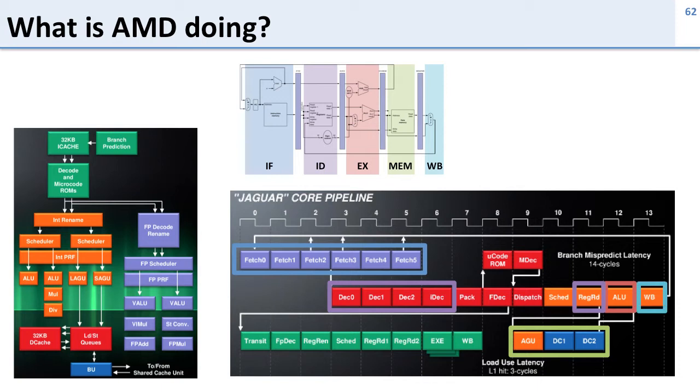So in a lot of ways, this pipeline is similar to what we looked at. It's just stretched out a lot more because they want to run a lot faster. Most of the other stuff that you see in there is for the special idiosyncrasies of x86 for doing out-of-order execution and for floating point.